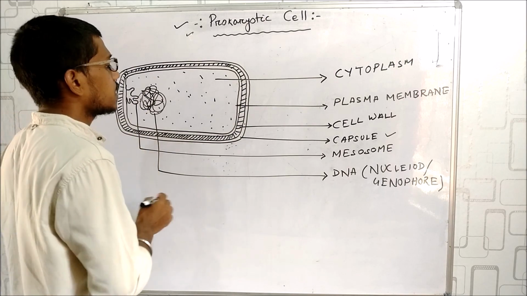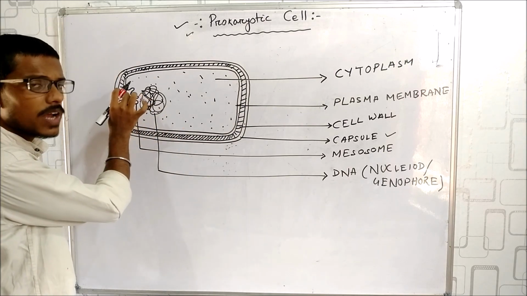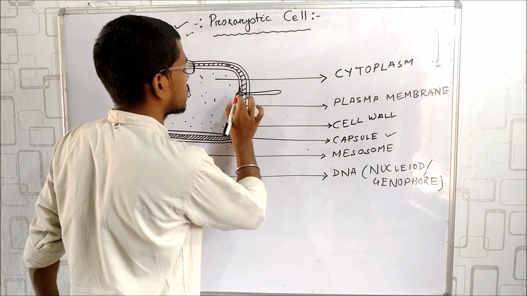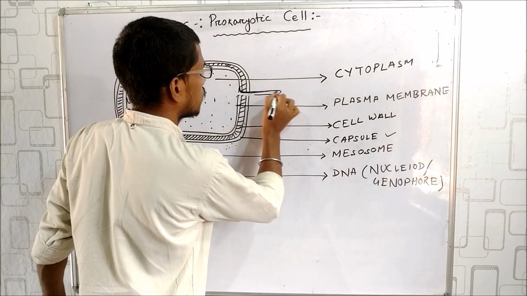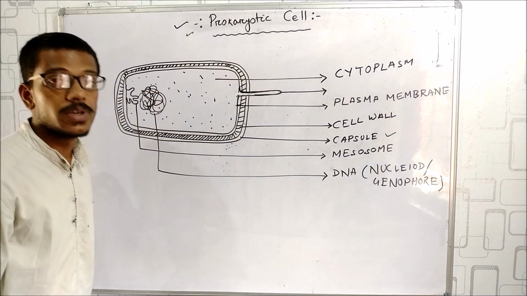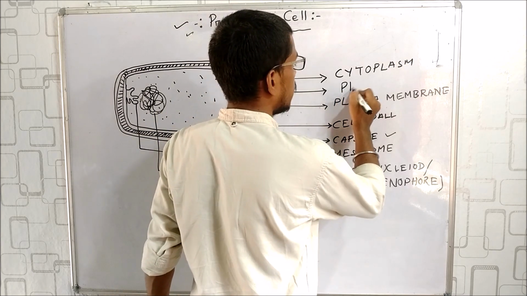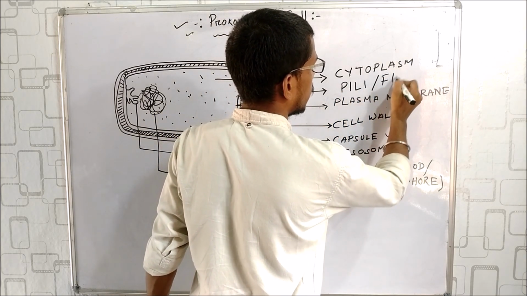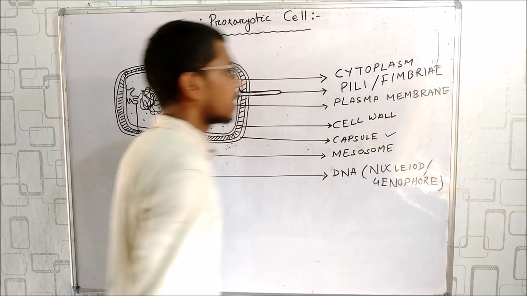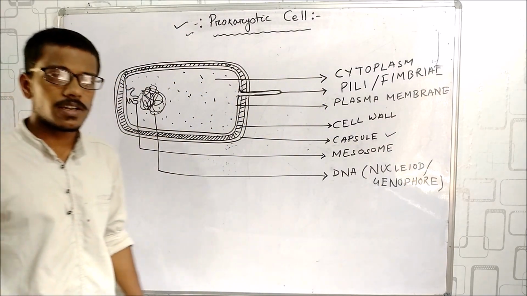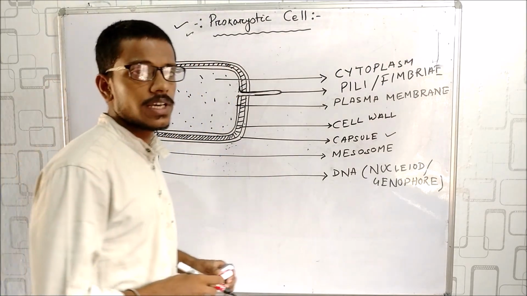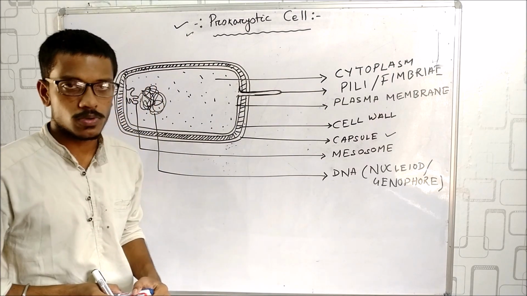And this is the ingrowth of the plasma membrane, but there is also some outgrowth of the plasma membrane found in the bacterial cell. What is this outgrowth called? This is called pili or fimbriae. Pili or fimbriae help in attachment, and they are also called sex pili if they are involved in the conjugation process.